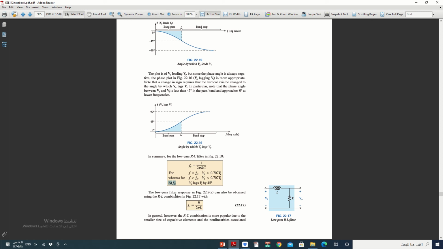For a low pass filter, we can use an RL combination, as you can see here in this figure, but in general the RC combination is more popular due to the smaller size of the capacitive element and the non-linearization associated. We prefer to use the RC combination better than the RL combination.